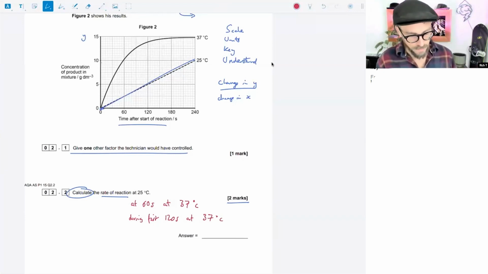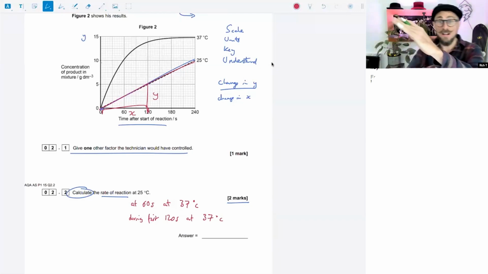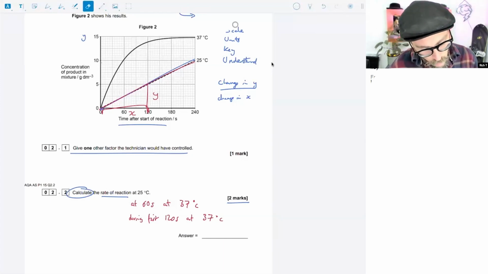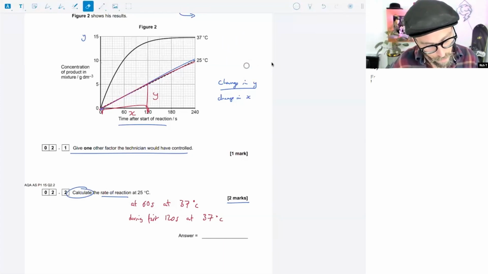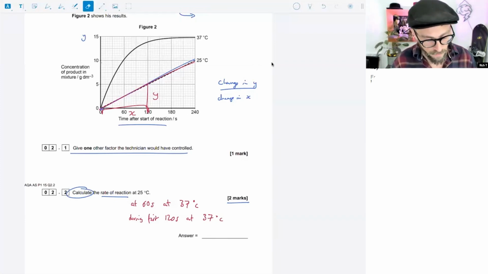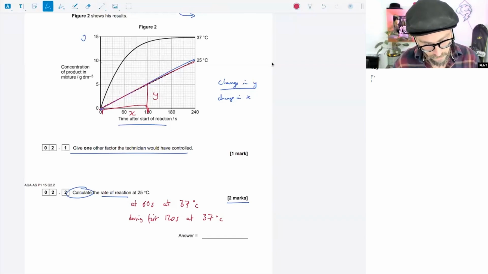The first one is a straight line. So it doesn't matter whether we do change in Y over change in X for the first 120 seconds, because it's a straight line, it's going to go on forever, except what could you predict, is this is a separate question, predict what happens to the 25-degree line graph over the next 240 seconds.